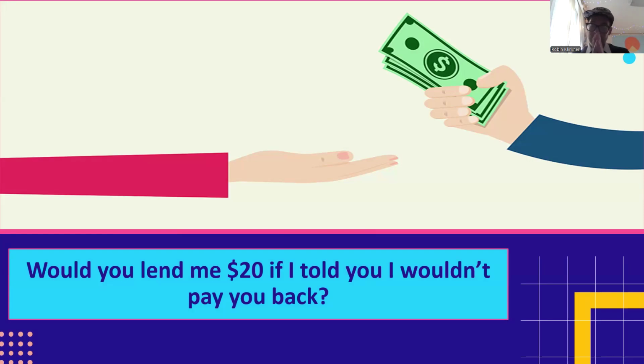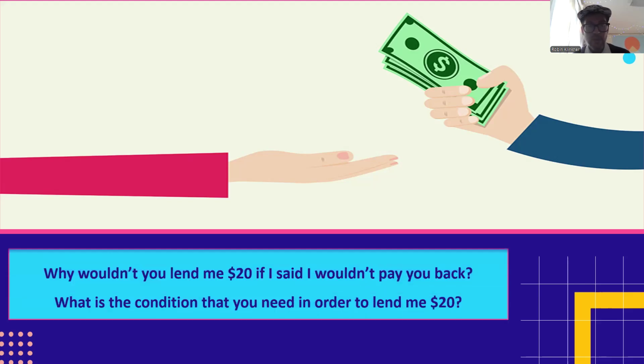If I said, would you lend me $20 and I'm not going to pay you back? Would you lend me $20? I'm sure you'd say no. Now, why wouldn't you lend me $20 if I said I wouldn't pay you back? Basically, you'd say no because I'm not fulfilling a certain condition that you need in order to lend me money, the $20.